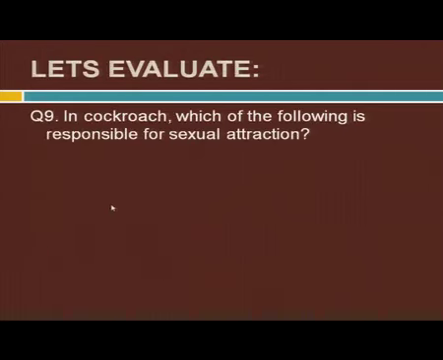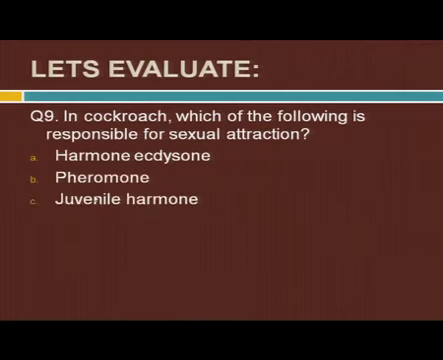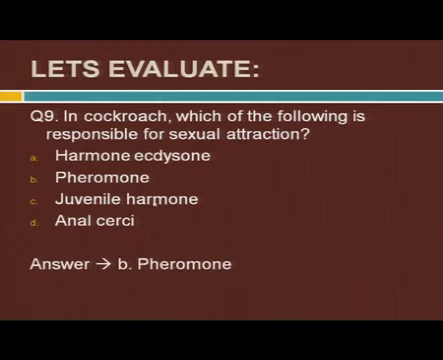Next question. In cockroach, which of the following is responsible for sexual attraction? A, hormone ecdysone, B, pheromones, C, juvenile hormone, D, anal cerci. We have learned that hormone ecdysone is responsible for molting, and pheromones are actually the chemical secretions released by certain organisms, especially insects, in order to attract mates. So, the correct answer will be pheromones. Pheromones are responsible for sexual attraction.